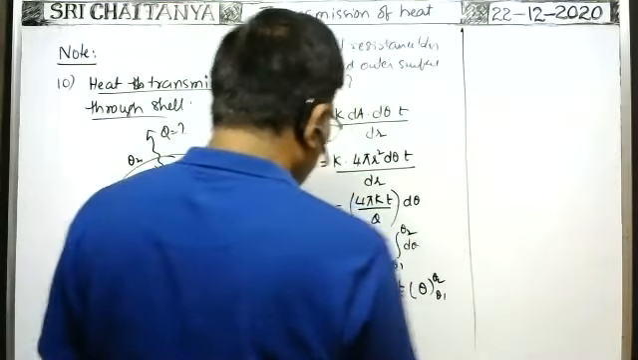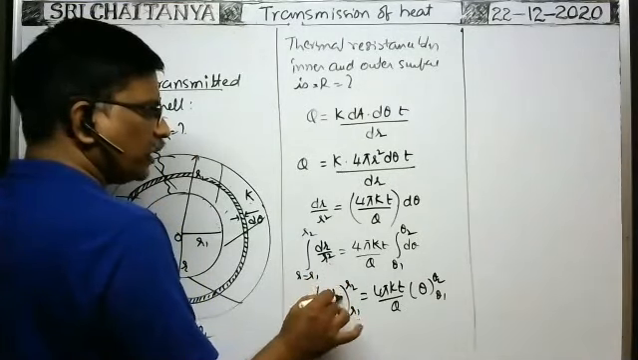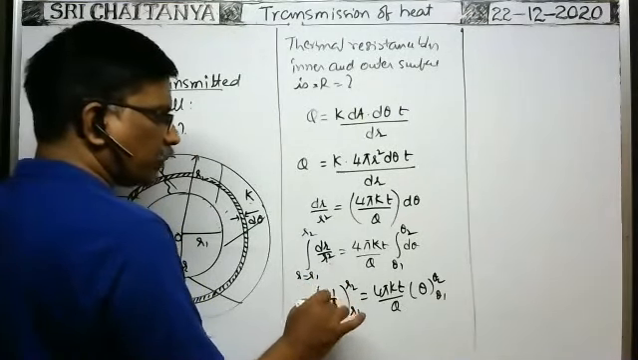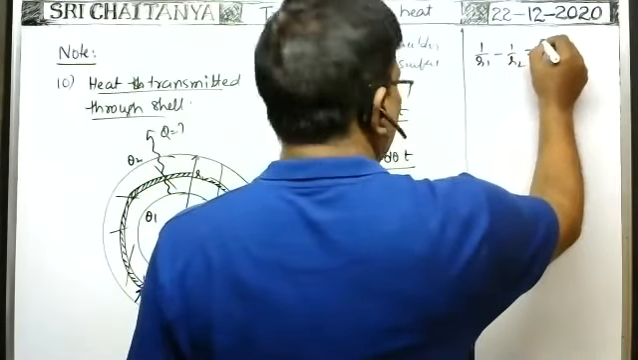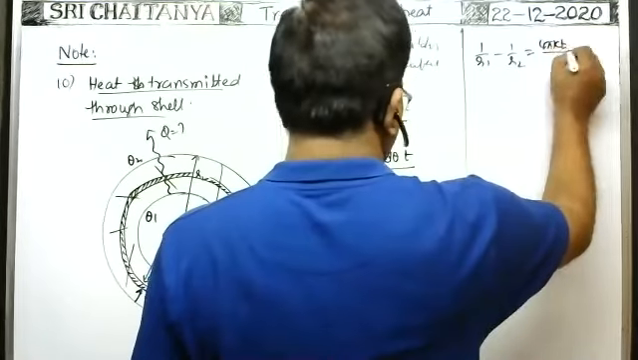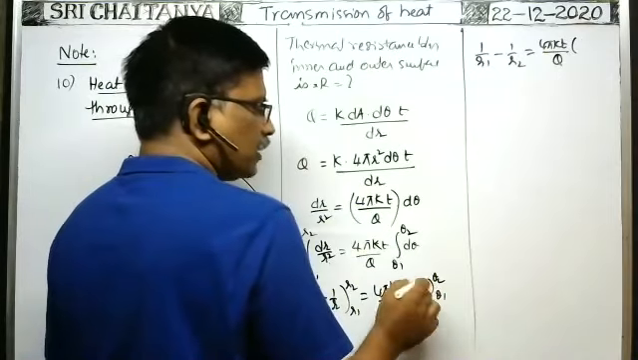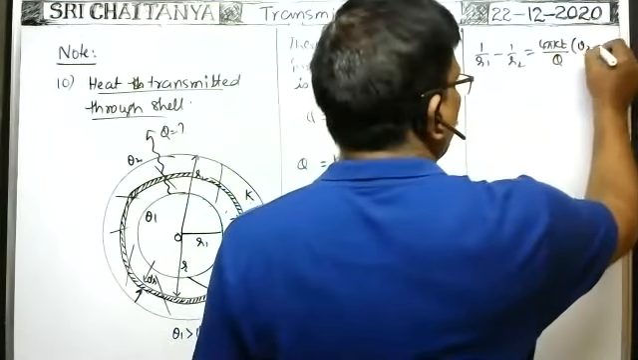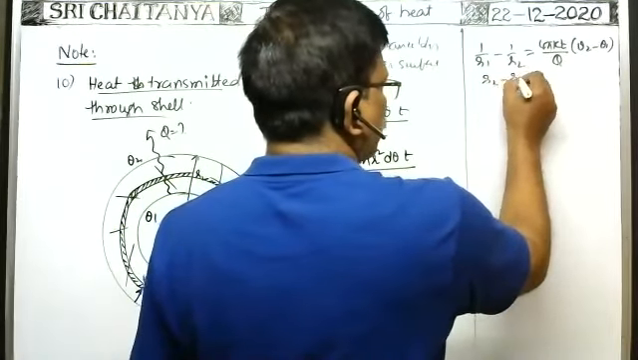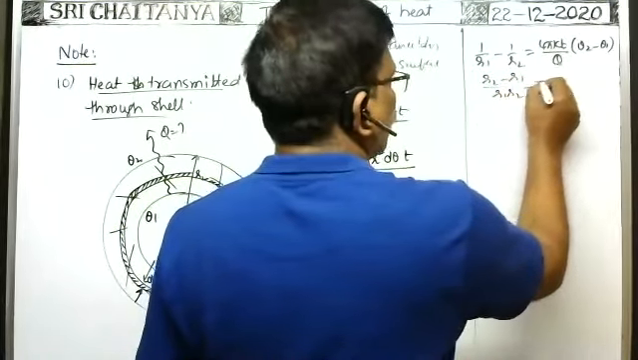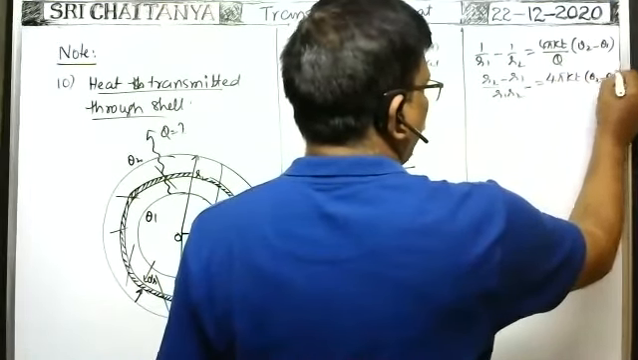Now, first you substitute the upper limit, minus 1 by r2. Before substituting the lower limit, you put a minus sign: minus, minus, plus 1 by r1. So 1 by r1 minus 1 by r2 is equal to 4 pi kt by q into the upper limit. First you substitute theta 2, the lower limit means minus theta 1, so we can write theta 2 minus theta 1. From this, you take the LCM: R2 minus R1 by R1 R2 is equal to 4 pi kt into theta 2 minus theta 1 by q.